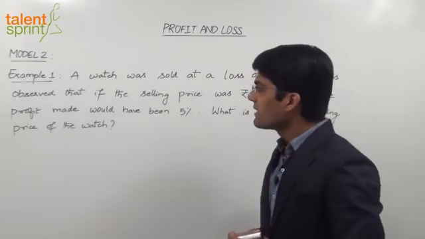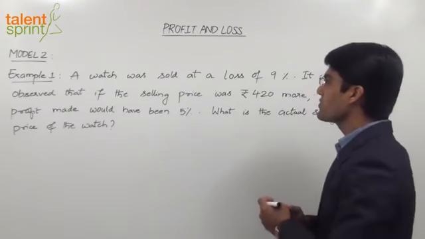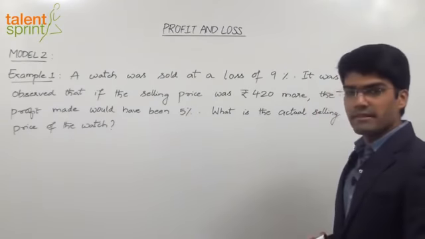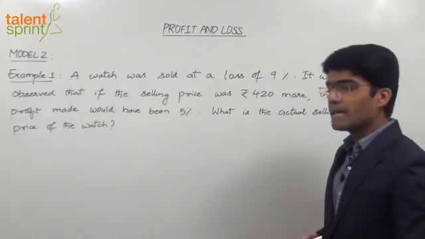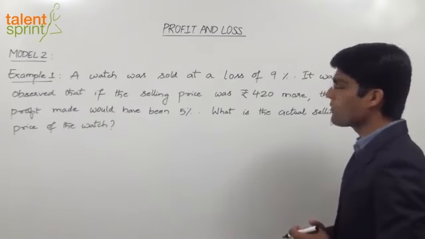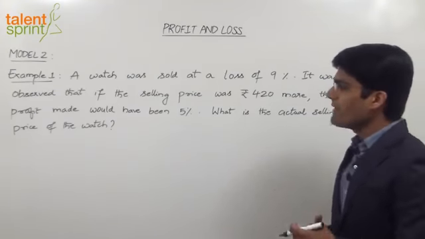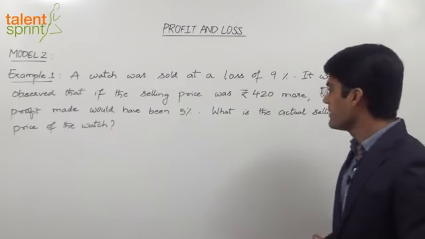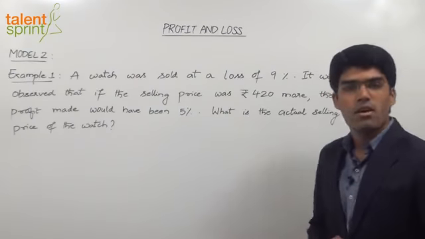First example. The question here is, a watch was sold at a loss of 9%. It was observed that if the selling price was rupees 420 more, the profit made would have been 5%. What is the actual selling price of the watch?